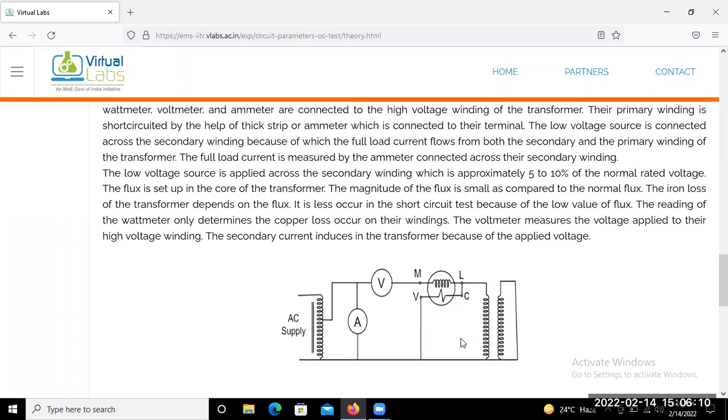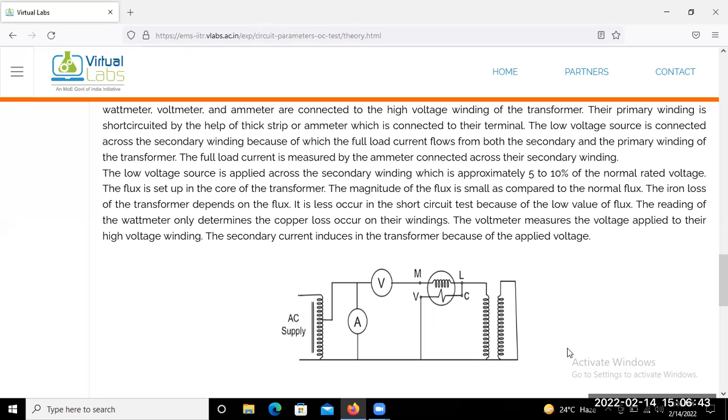Okay, that means whatever instruments are connected towards the HV winding, the LV winding is open circuit instead, and this LV winding is shorted. Okay, so this is the connection for the short circuit test. That means a wattmeter, voltmeter, and ammeter are connected to the high voltage winding of the transformer. The winding is short circuited with the help of a thick strip or ammeter. We connect the ammeter to the terminal.